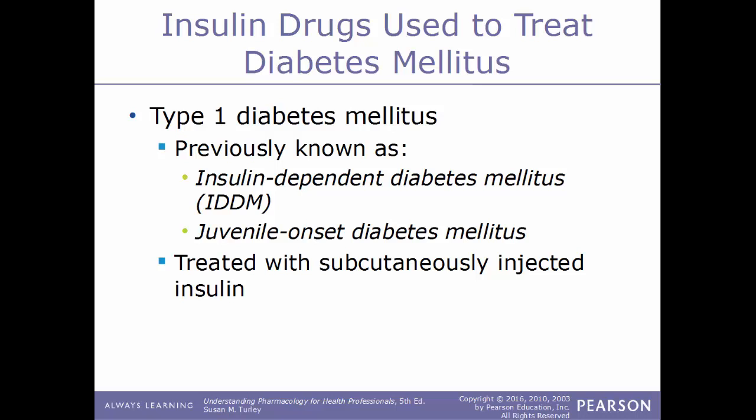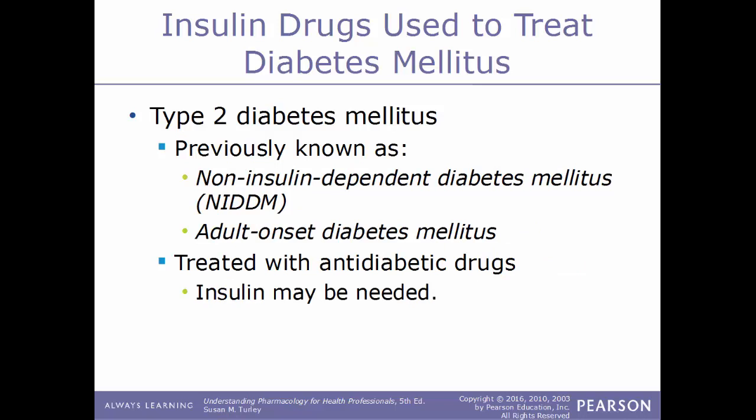Type 1 diabetes mellitus, this is previously known as IDDM, insulin-dependent diabetes mellitus, or also juvenile onset diabetes mellitus. And this is treated with a subcutaneously injected insulin every single day. For type 2 diabetes mellitus, it is formerly known as NIDDM, non-insulin dependent diabetes mellitus, or adult onset diabetes mellitus. And these are treated with antidiabetic drugs, and insulin may be needed. It just depends on how bad off that person is.